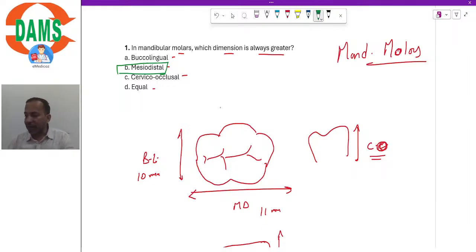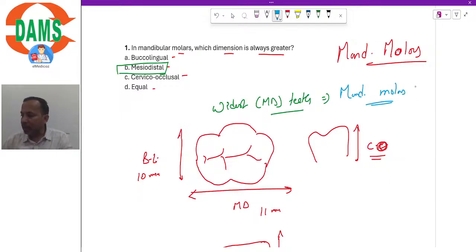So these are the wider crowns, right? Or you can say the mesiodistally widest teeth in the human dentition are mandibular molars, and amongst these the lower first molar is the widest, right? The lower first molar is the widest.